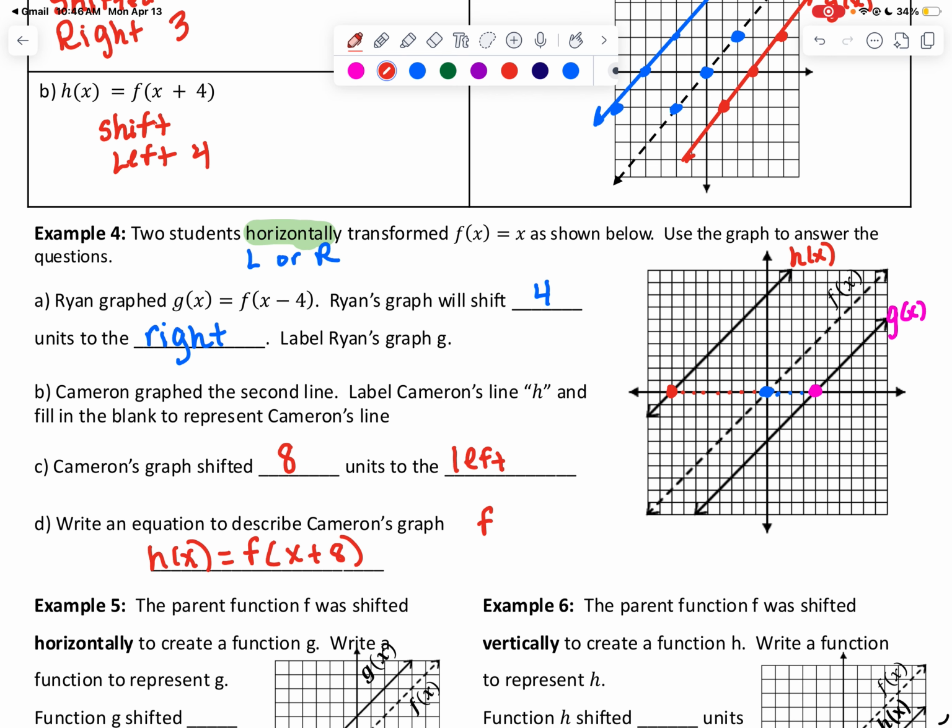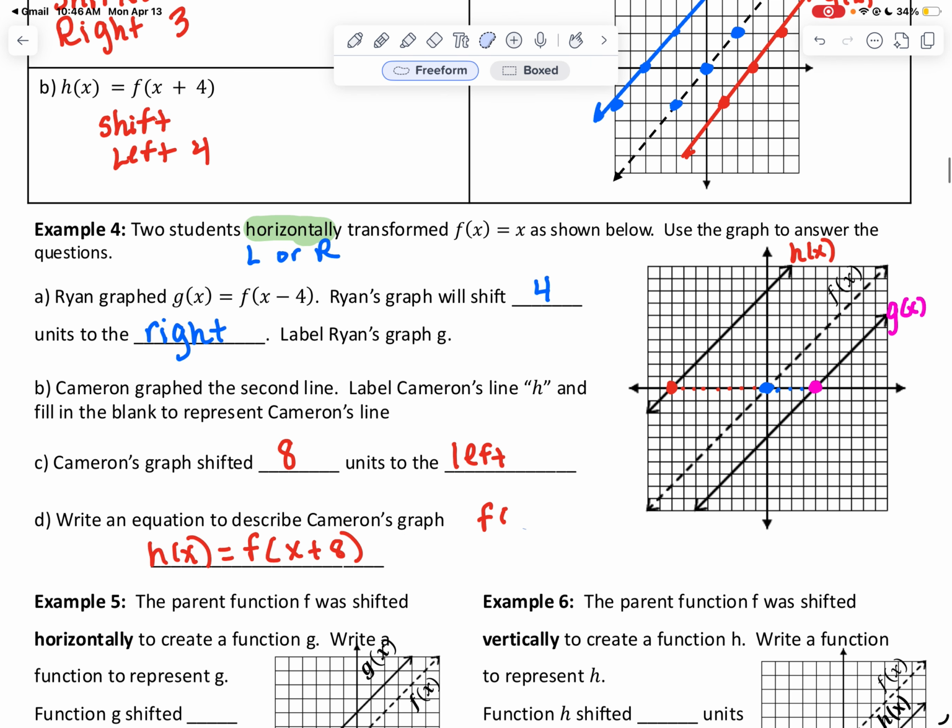So you would not want to write it like this. Let me show you what would be incorrect. If I were to write this, h of x equals f of x minus 8, that would move down 8. That plus 8 must be in the parenthesis. Okay.